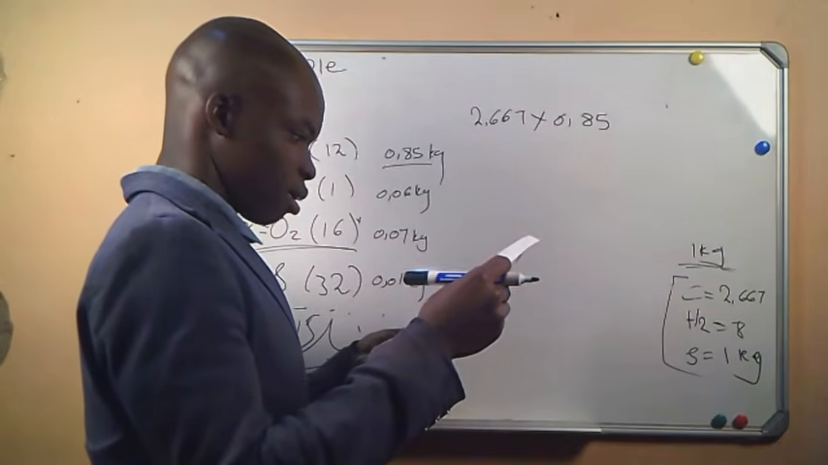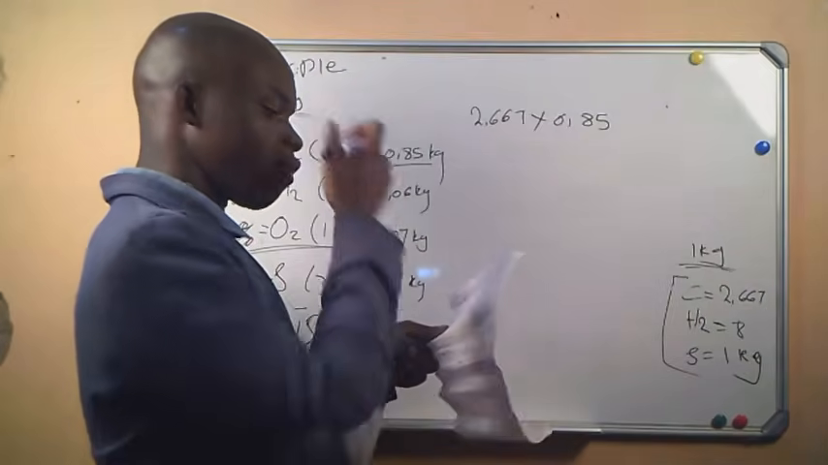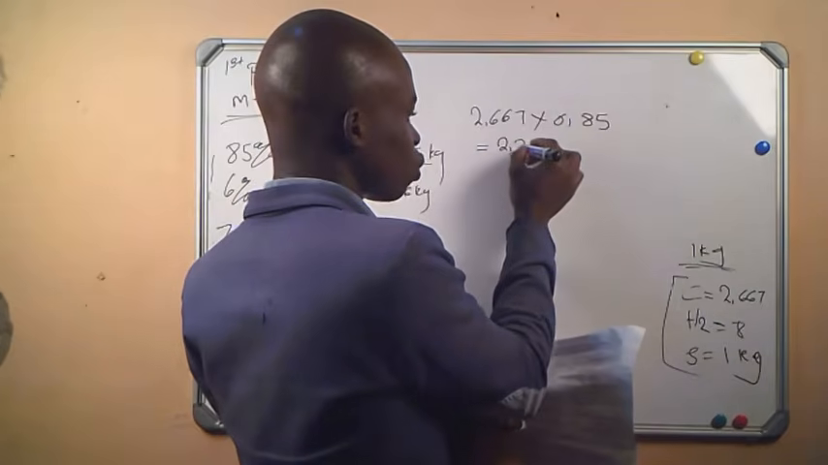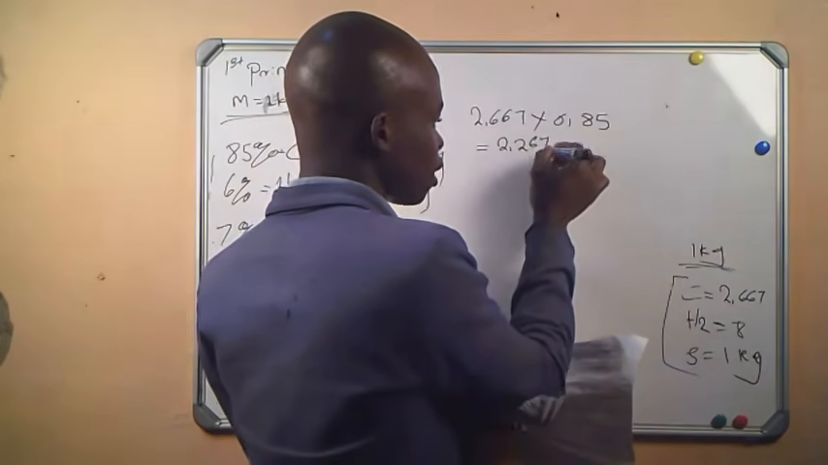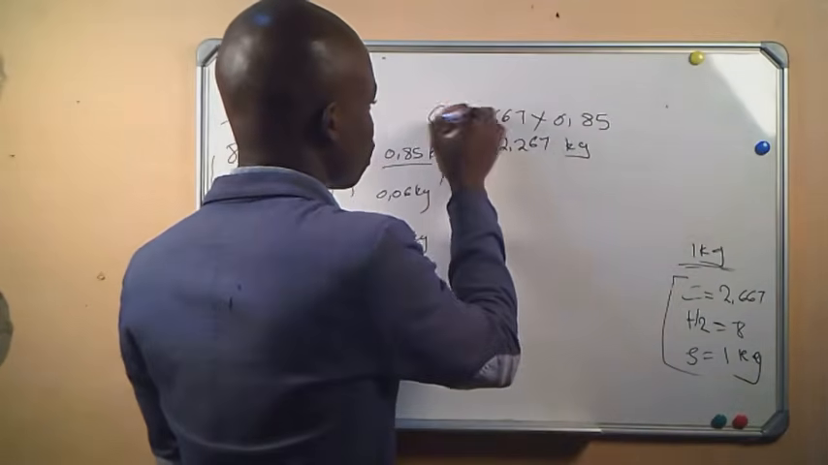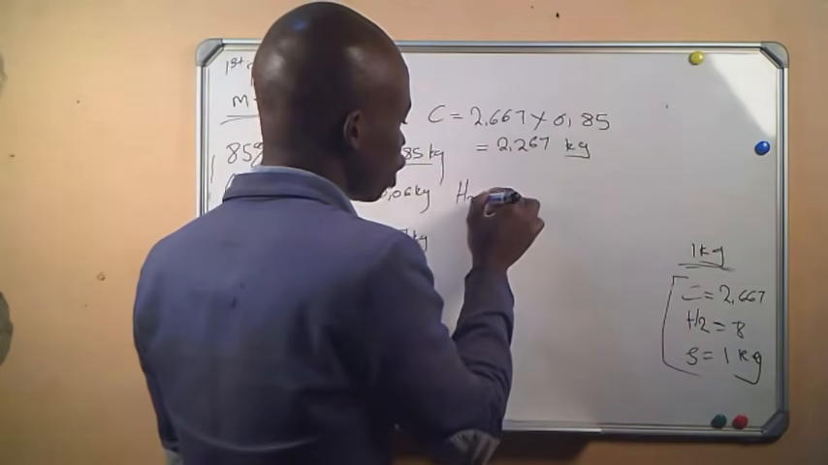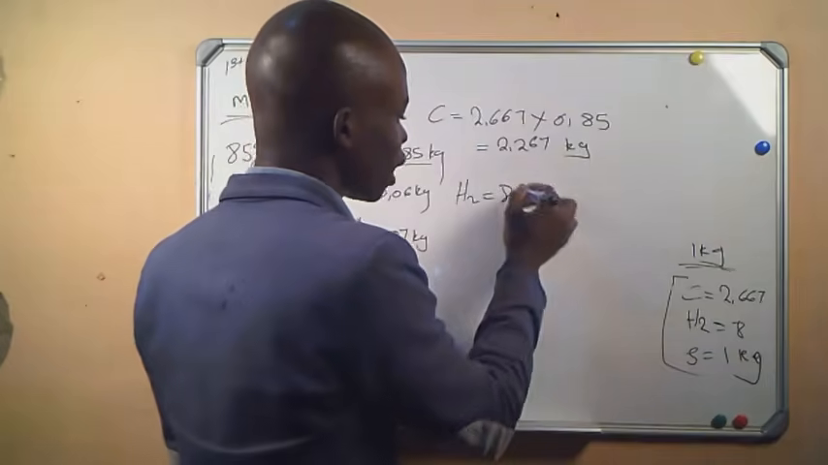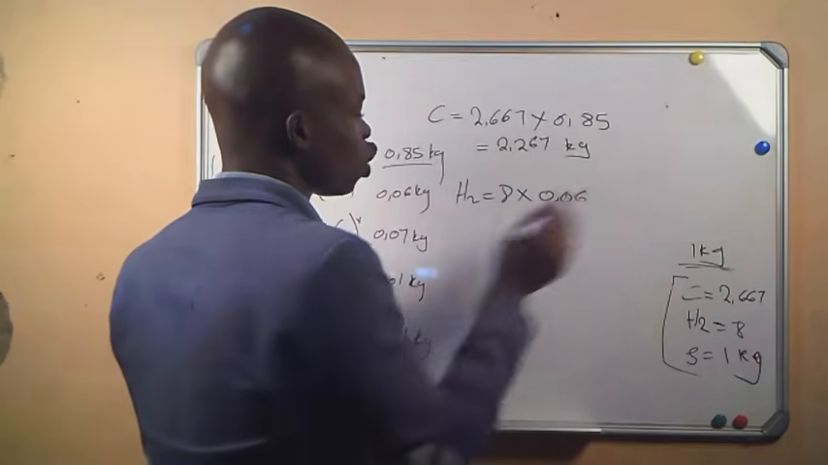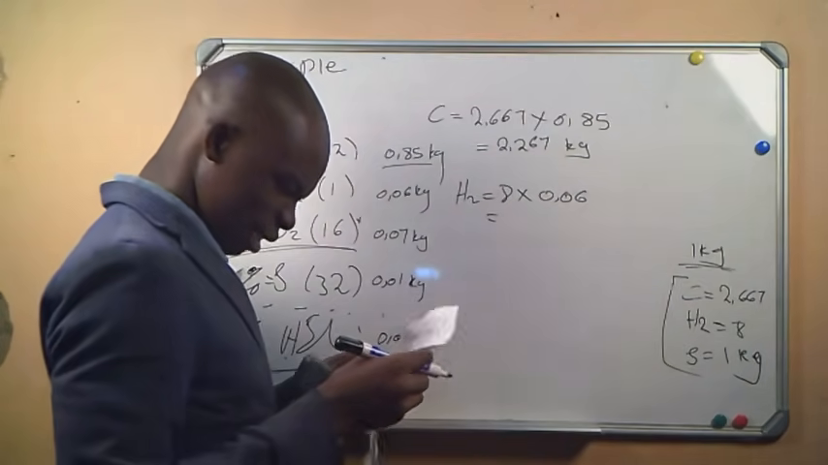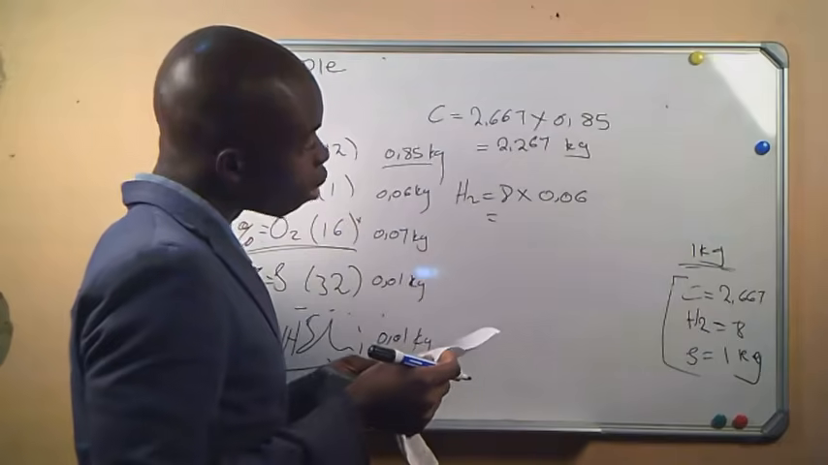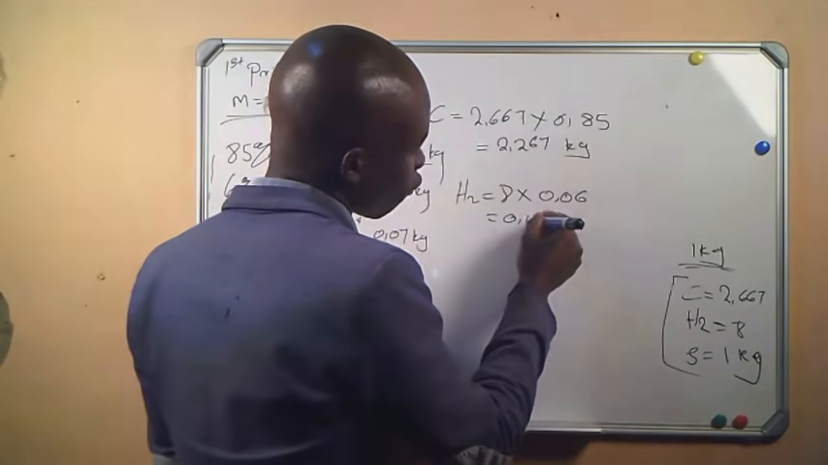Where are they? Oh, okay. And then we get that for carbon it is going to be 2.267 kg. And then we take for hydrogen, H2, we say it's 8 for 1 kg, but now we're not dealing with 1 kg, but we're dealing with 0.06 kg of it. And then from there we will say, I got my answer as 0.48 kg.